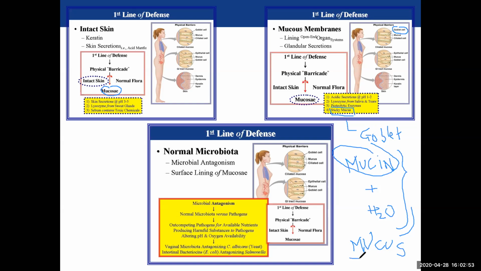Notice how mucus is spelled here, M-U-C-U-S. This is a noun. When we talk about mucous membrane up here, it's spelled M-U-C-O-U-S. This is because this is used as an adjective versus down here, M-U-C-U-S, that's used as a noun. So different spelling for different contexts here, noun versus adjective, okay?